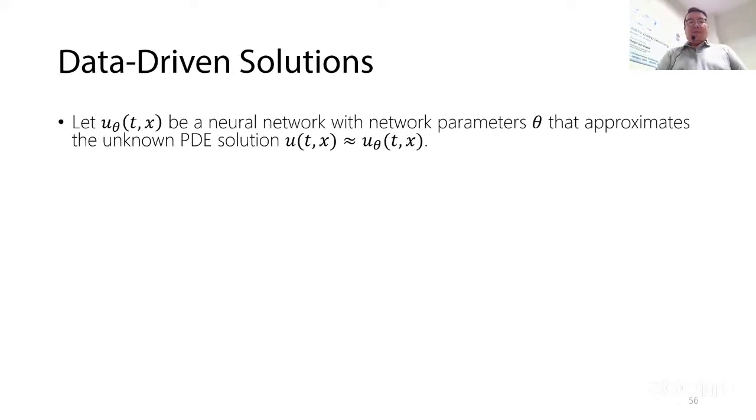So, data-driven solutions. I know there's a lot of math, but bear with me. For data-driven solutions, we let U theta, subscript theta, be a neural network with the parameters theta. Theta is a collection of weights and biases in your neural network. With that U theta, what we would like to do is to approximate the solution function u of t and x.